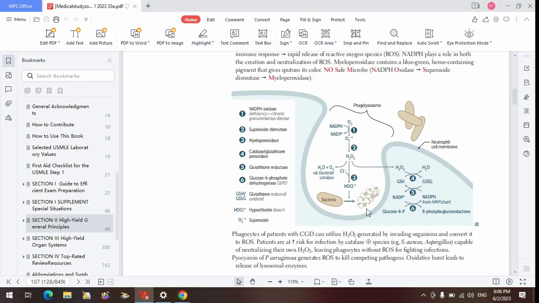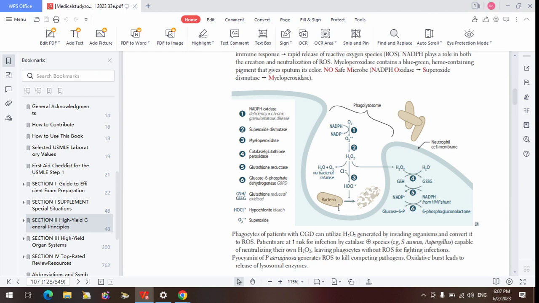Now, what happens is that there are some bacteria that can themselves release hydrogen peroxide. If this bacteria releases hydrogen peroxide, you have bypassed the first step already, so you don't need that first step. The hydrogen peroxide can easily combine with the chloride from the macrophage, and they will form hypochlorite, and they will use the hypochlorite to degrade that bacteria.